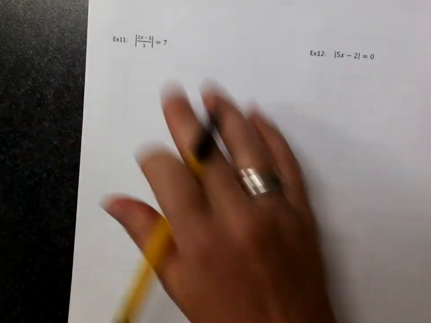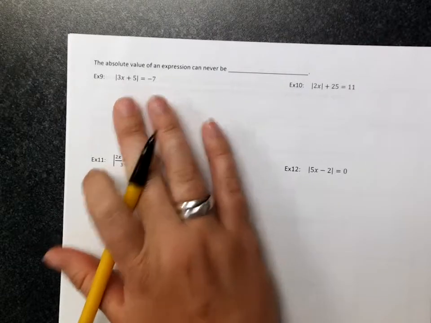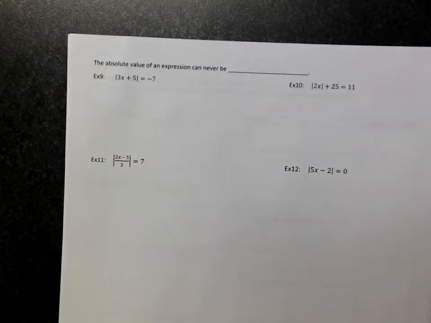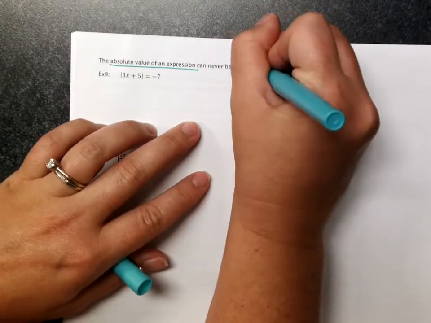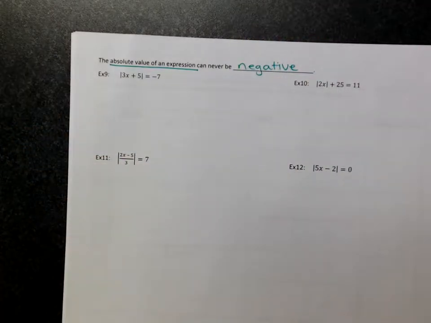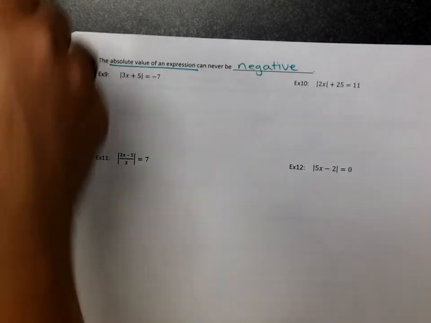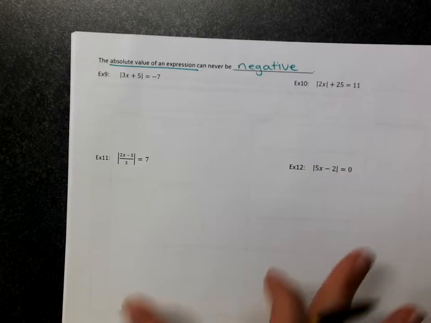Turn over to page 3. There's a few more to look at. The absolute value of an expression, not the answer you get, but the absolute value of the expression, can never be negative. And this doesn't happen very often. It's just something to keep in mind. Every now and again, a negative will show up. Your answers can be negative, but the absolute value of an expression cannot be negative.